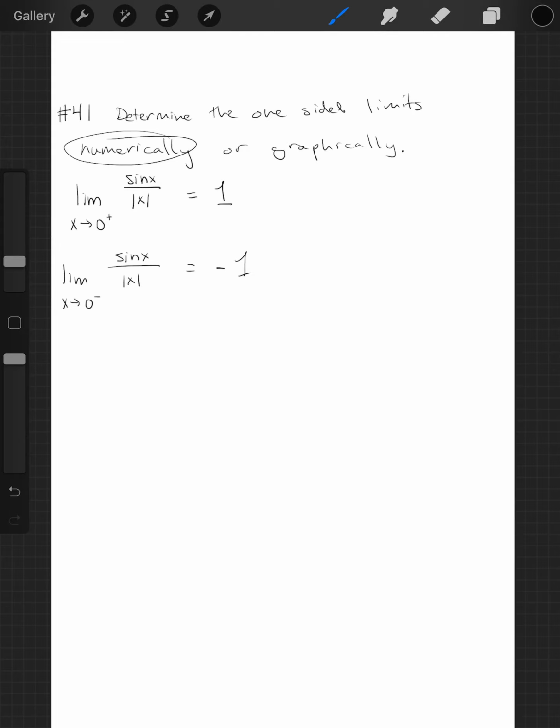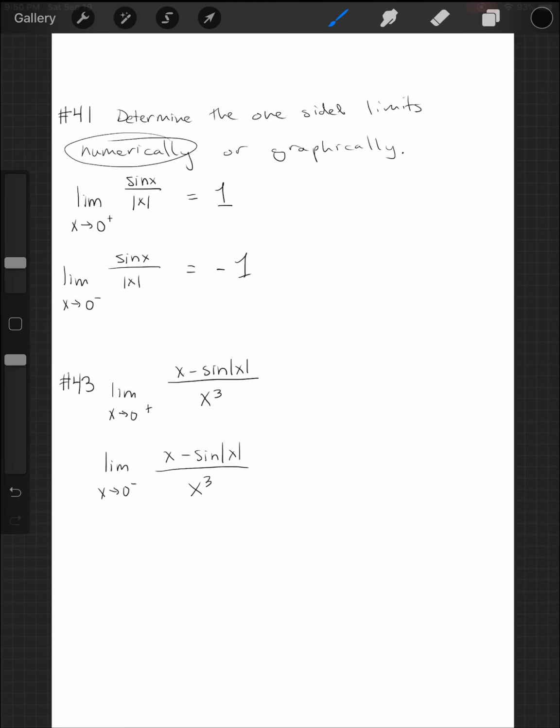Okay, so let's see. Next one was number 43. This is in that same block, so it has the same instructions. But it is asking the limit as x goes to 0 from the right of x minus sine of the absolute value of x all over x cubed. And it also wants to know the limit as x goes to 0 from the left of the same function.